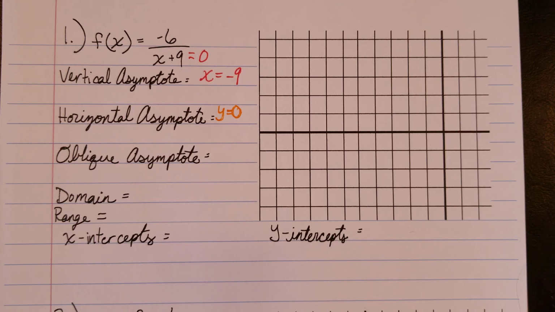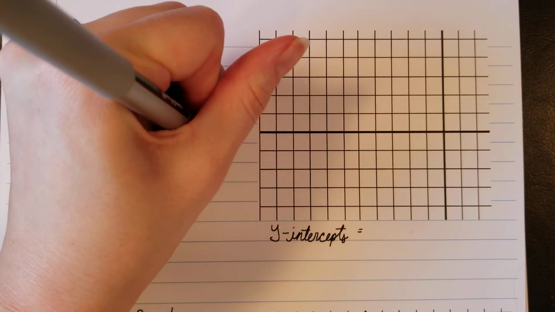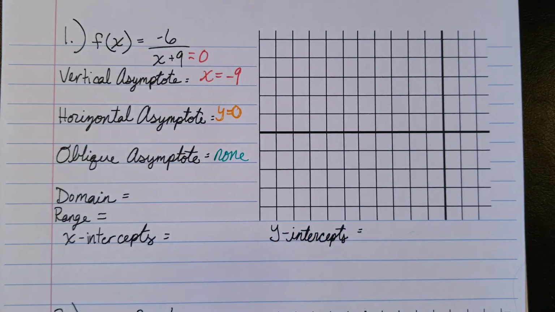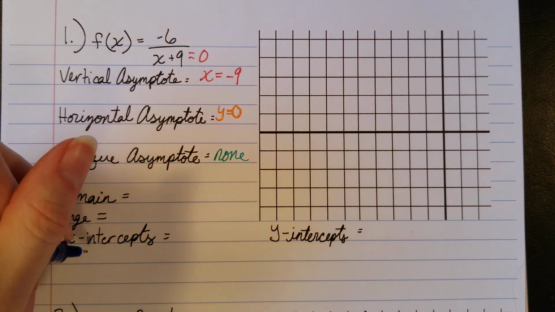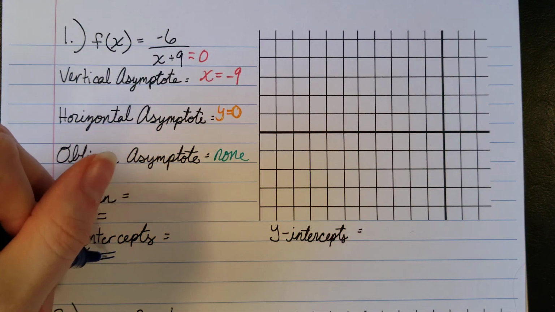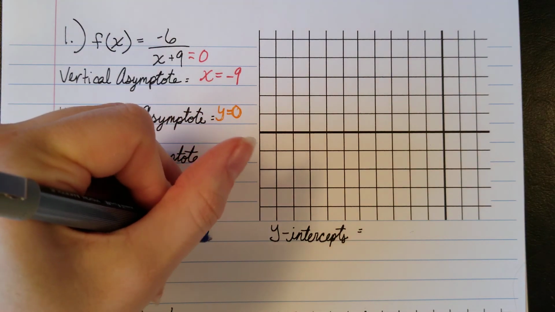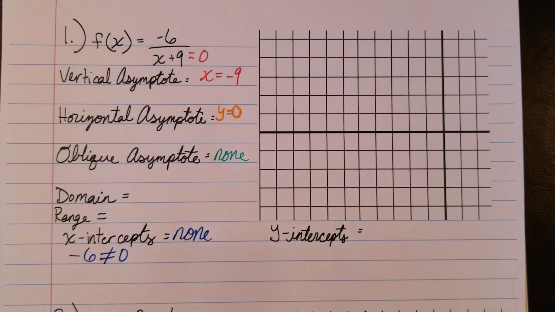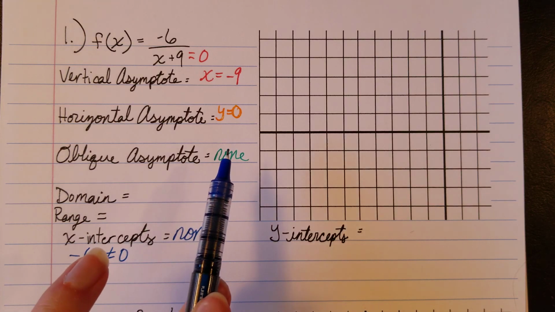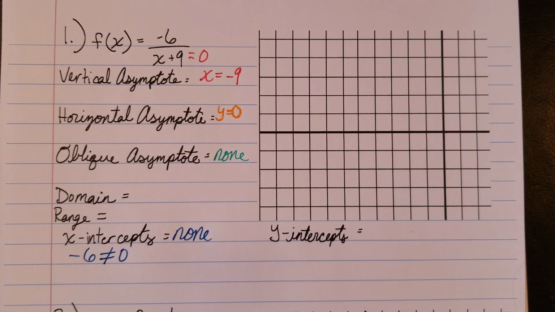Because we do have the horizontal asymptote, that means there's no oblique asymptote. For the x-intercepts, we can figure that out by setting the numerator equal to 0. But the numerator is just -6, so -6 can never be equal to 0, so there are no x-intercepts, which makes sense since the horizontal asymptote is at y equals 0.